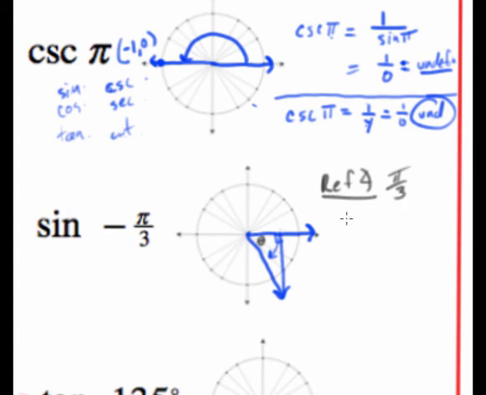Okay, so we need to find the sine of pi over 3. Well, the sine of pi over 3 is equivalent to square root of 3 over 2. It's just the y value. And then that's just our reference angle. So we need to find the sine of negative pi over 3.